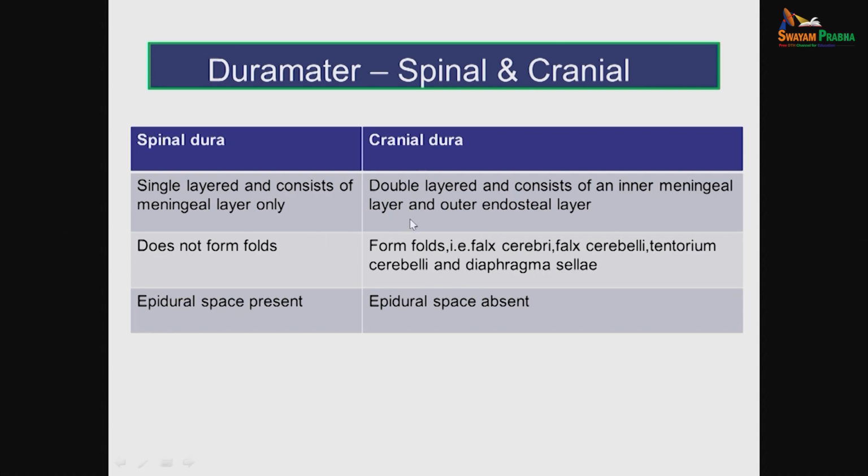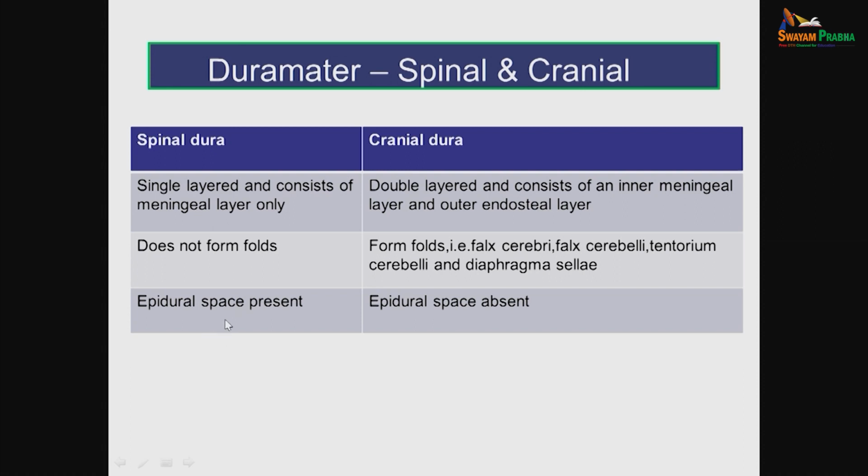If you look at the cranial dura mater, it forms 4 folds. Those folds are falx cerebri, falx cerebelli, tentorium cerebelli and diaphragma sellae. These 4 folds are folds of the cranial dura mater. But the spinal dura mater does not form folds.